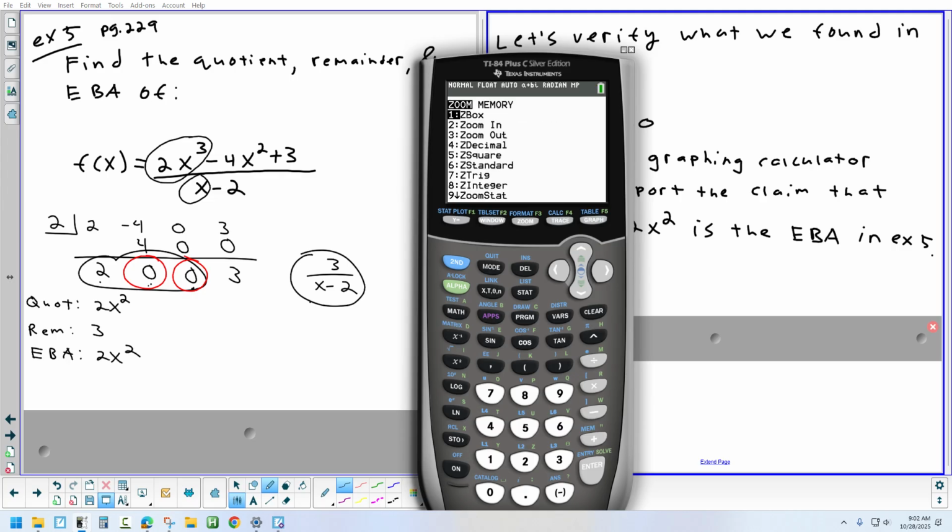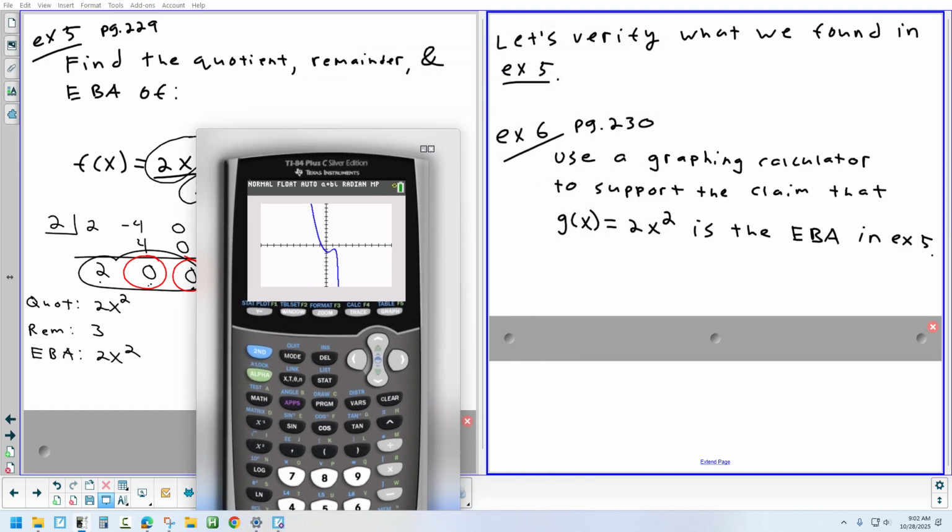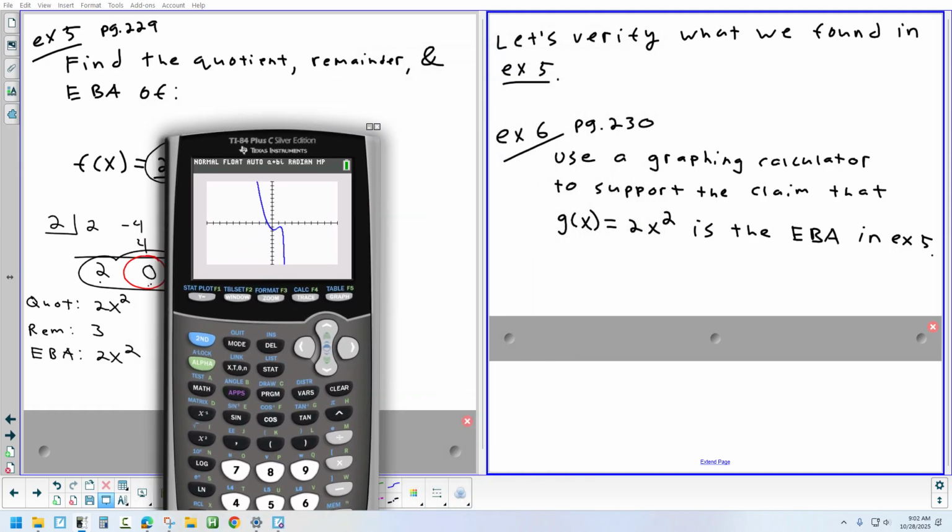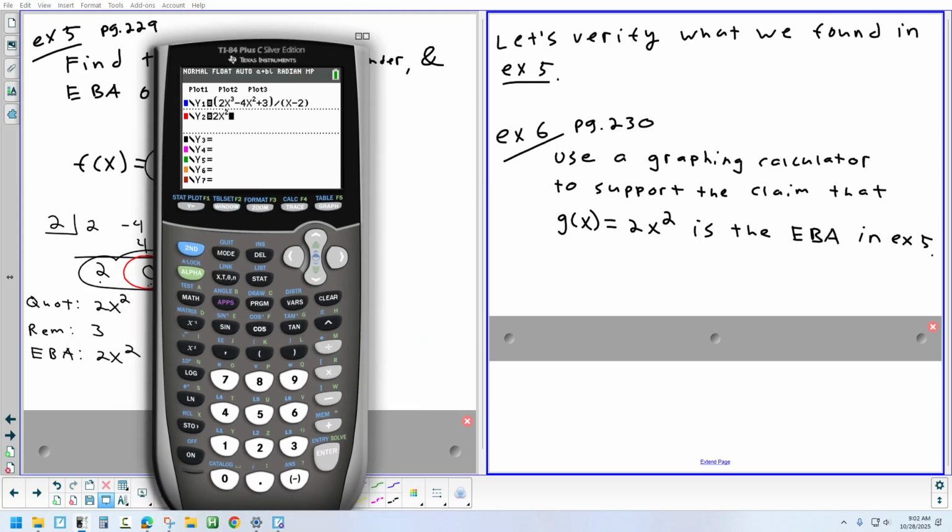Okay, let's do zoom 6. Probably gonna have to adjust my window a little bit. Now, if you look at the graph, you can kind of see a parabola, like that 2x squared a little bit. So I'm gonna graph that. Let's graph that. You see what it looks like. And if you look at the graph on the left side, you can kind of see that it looks like it's getting closer.